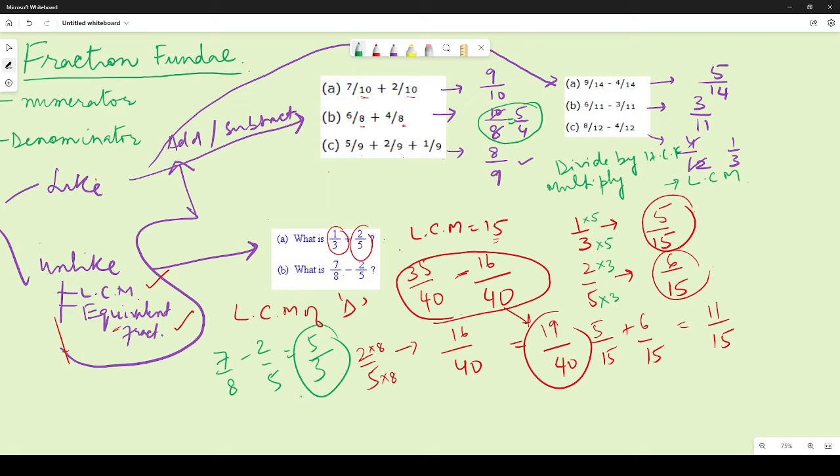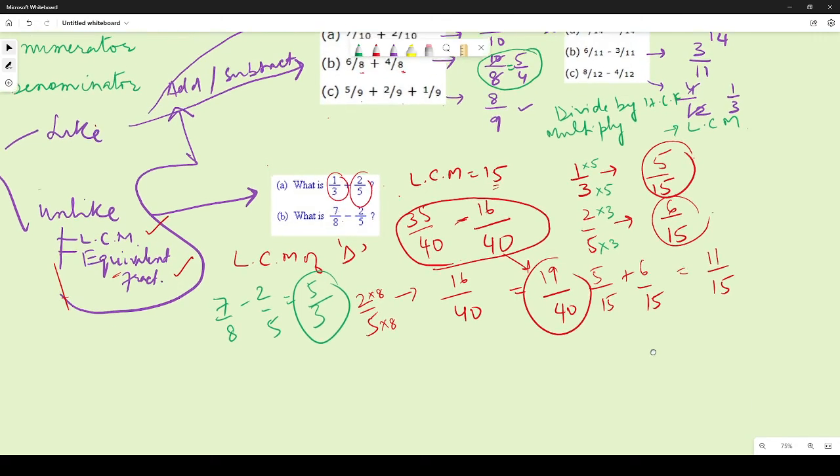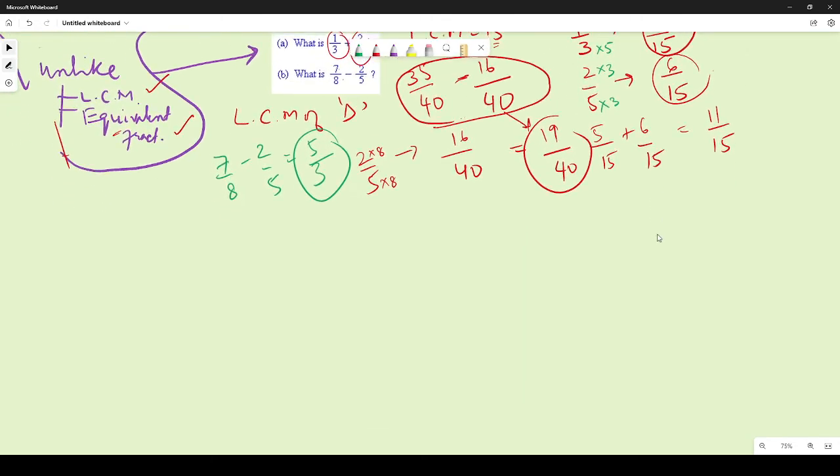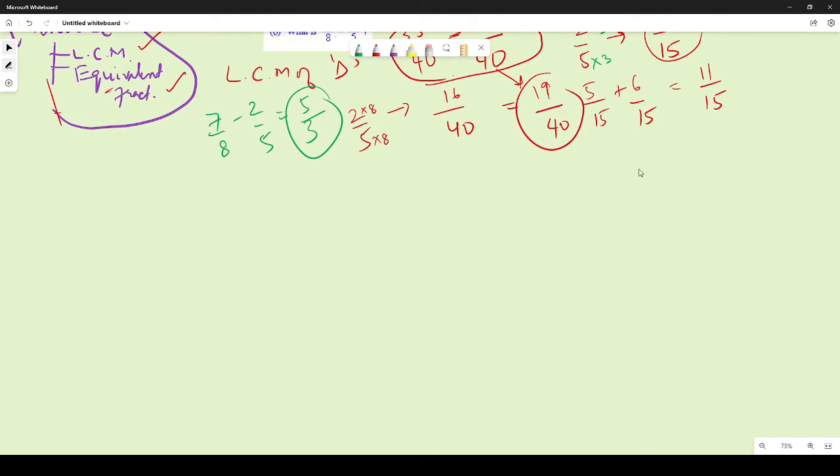So is this the correct answer? No, it is not the correct answer. So you have to change it into like fractions to solve the sum correctly. Now let me give you a very small example about why it is important to convert it into like fractions. Why is addition and subtraction only possible with like fractions?